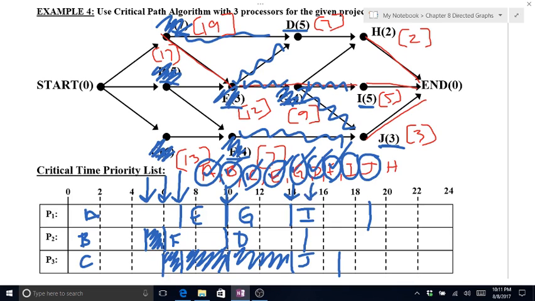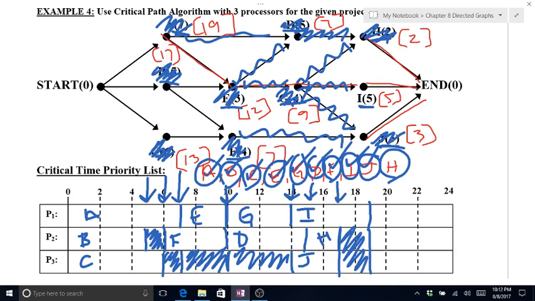At 15 minutes, D is now finished. When D is finished, H is now ready to be scheduled. So I'm going to schedule H. That takes 2 minutes. So that takes me to 17 when H and J are finished. And both of these will idle until my finishing time of 19 minutes. And again, my biggest critical time here was 19 minutes. My finishing time matches that. So we are good to go.